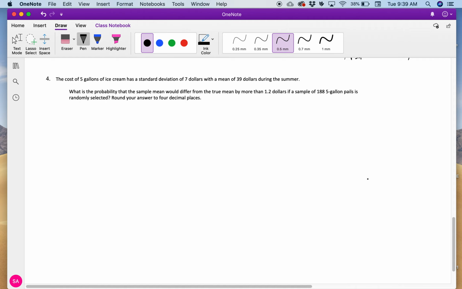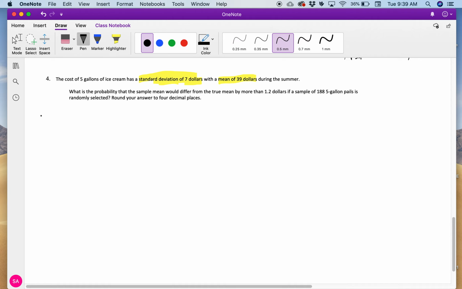And we are back for our last example. All right, let me get my highlighter ready. The cost of 5 gallons of ice cream has a standard deviation of $7. Bad highlight job. Let's fix it. Yeah, okay. You guys know what I'm trying to do. Standard deviation of $7 with a mean of $39 during the summer.